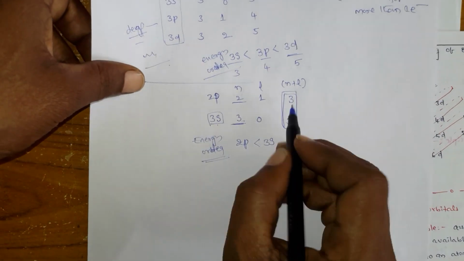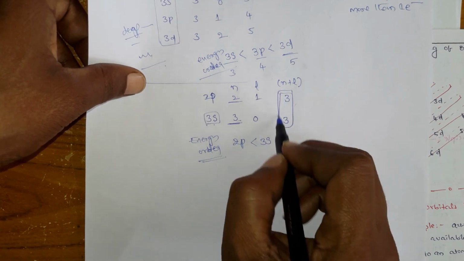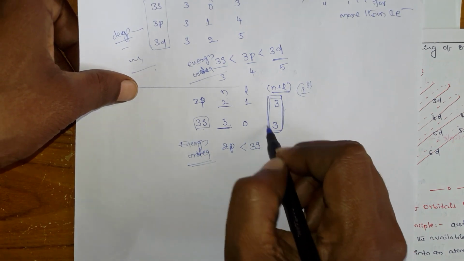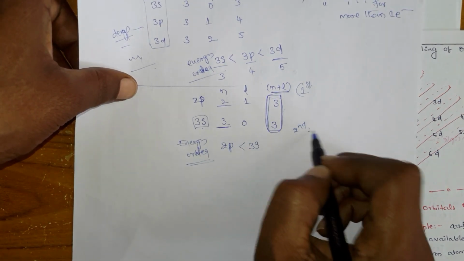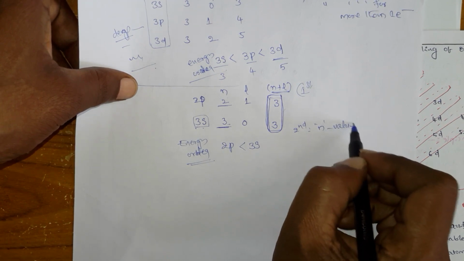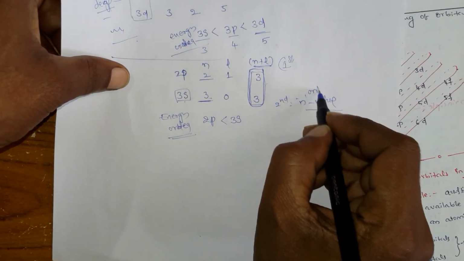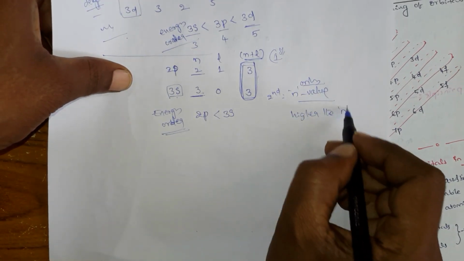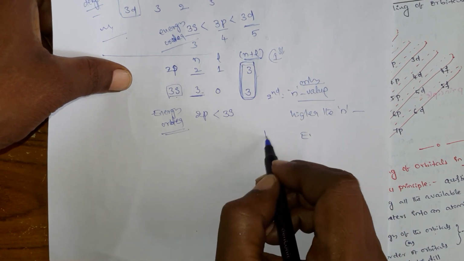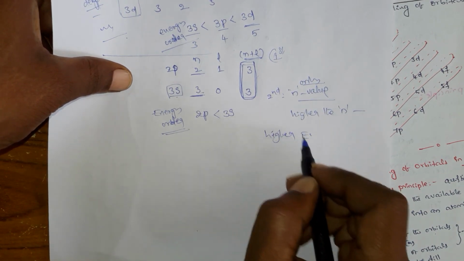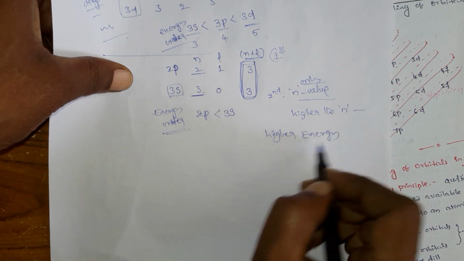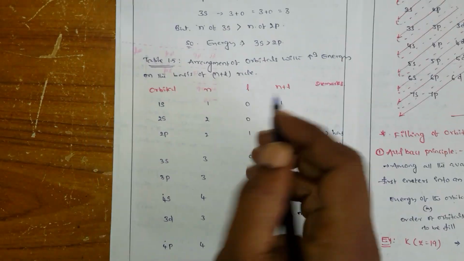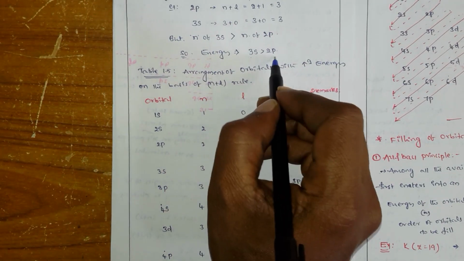Obviously you can say like that, but in a multi-electron system, how do you have to go? In the first step, you have to find the n plus L value, and if those are the same, in the second step you have to see only the n value. Only the n value. Higher the n value, higher the energy. Are you clear now? Yes. Same thing, 3s has more.